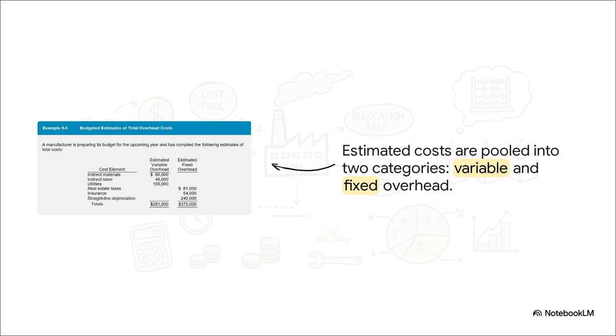So here's how a company starts to get organized. At the very beginning of the year, they estimate all these different costs and pull them together into 2 main groups. First, you have variable overhead. These are costs like utilities that tend to go up or down with how much you're producing. And then you have fixed overhead, which stays the same no matter what. Think rent and insurance. This initial estimate is our crucial starting point for everything that follows.